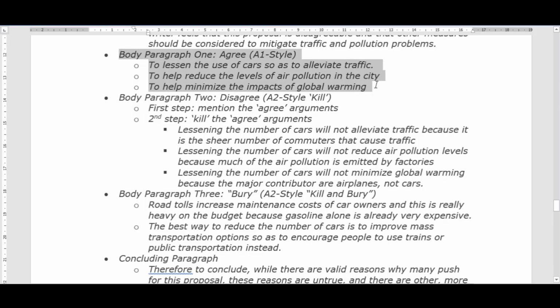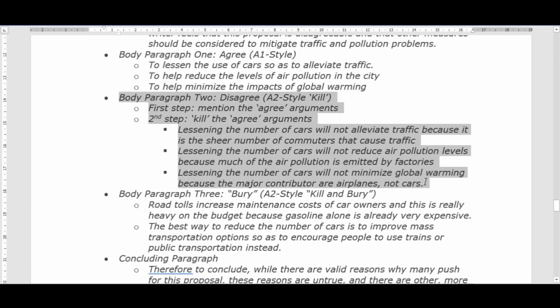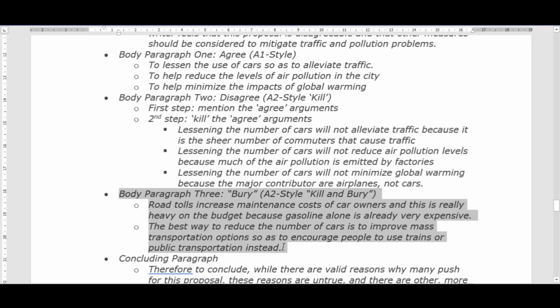at which point you can make that into 3 body paragraphs, or you can use the A2 style wherein all of these are 1 body paragraph and all of these are just the 2nd body paragraph. And optionally, you can now use the A2 kill and birdie style wherein you have body paragraph number 3. So that will make it now a 3-paragraph essay.